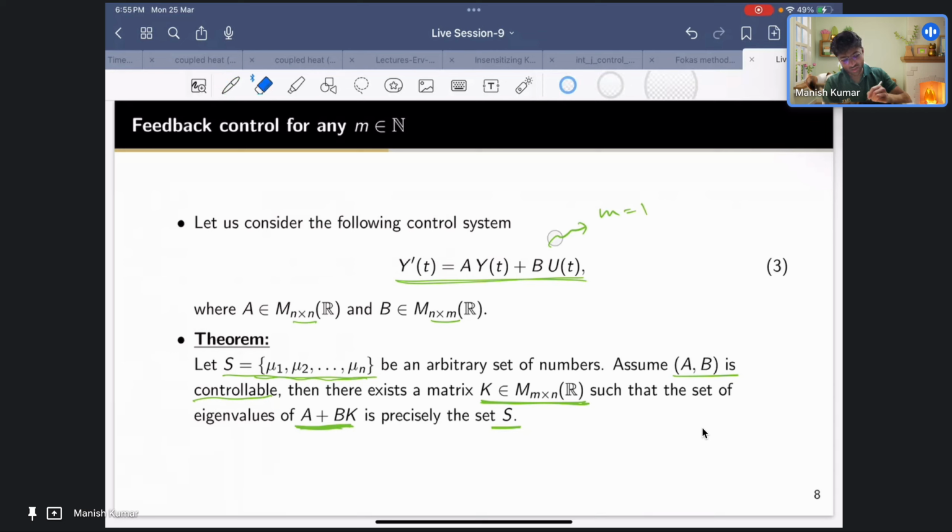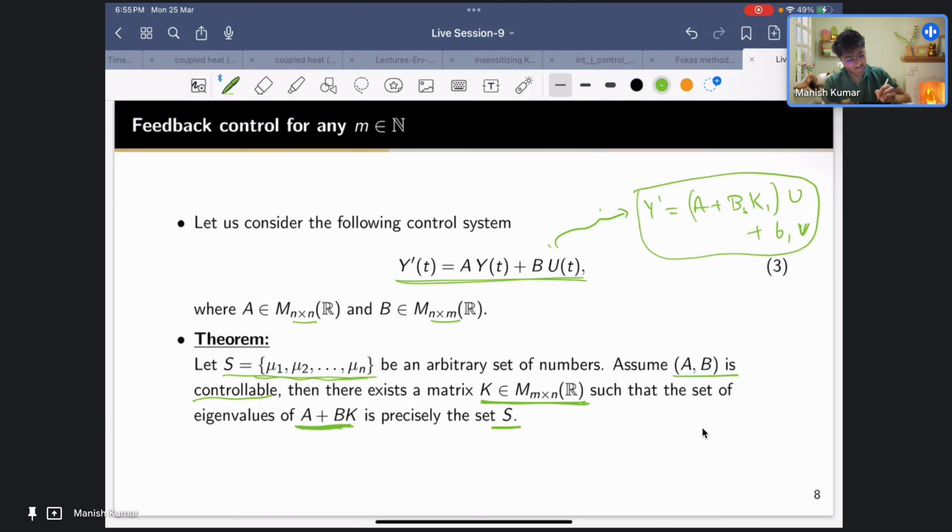You write this system as y prime equal to (A plus B k1) times y plus again some B1 v. So basically from here you try to get this kind of system, and then you use the proof. From the last step you know that such a v exists. From the last theorem you know that such a B1 will exist, so you can find v such that A plus B k1 plus B1 k2 will have the desired eigenvalues.